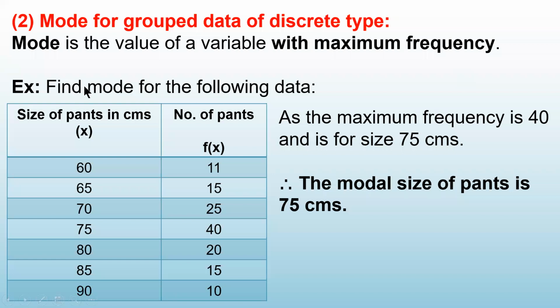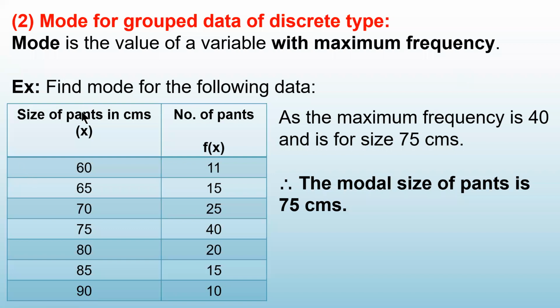Okay. So find mode for the following data. I have taken this example here, an example of group data of discrete type. To find out the mode, okay, what I have to do? I have to find out which value is having maximum frequency. Okay, frequency, you know, it is a number of times a value is repeated in the data.